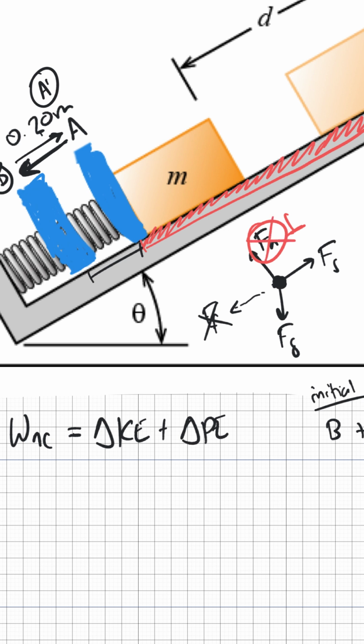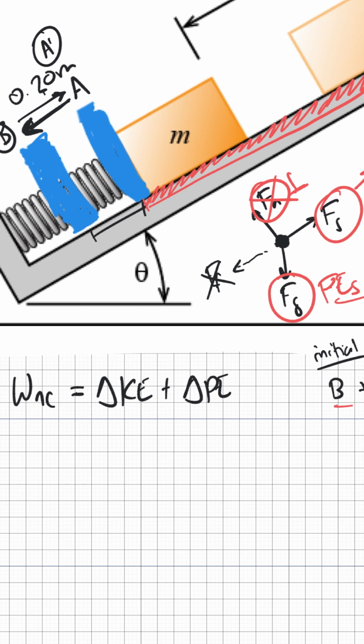The force of the spring is a conserved force, so this is going to be a potential energy due to the spring. And the force of gravity is going to be a gravitational potential energy. Now we just need to evaluate these two things and kinetic energy from B to A prime. Because I've got two potential energies and no non-conserved work, this is going to be 0. Okay, so the change in kinetic energy.